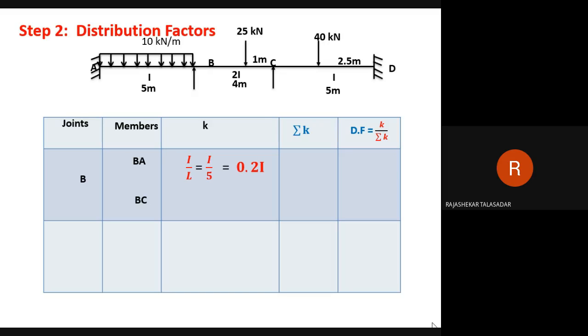Now, what is the K of BC? I by L. Yes, it is I by L only. Though C is marked like simply supported, it is an intermediate joint. Intermediate joints are all taken as fixed. Only if the extreme end is simply supported should it be taken as 3/4. Otherwise, all will be I by L only. Is this clear? Though C is marked like simply supported, it is not an extreme end. The extreme end will be D. So all intermediate supports are taken as fixed only. So that is also I by L. But what is I? 2I, and L is 4. So it is 0.5 I. Then what is sigma K?